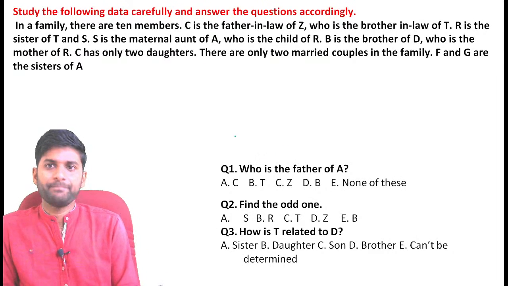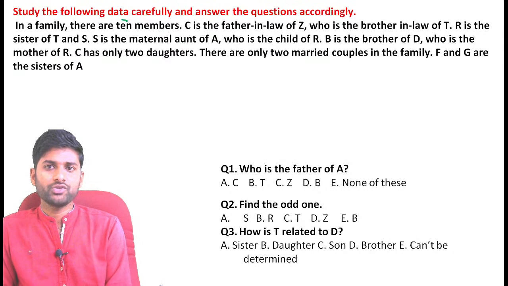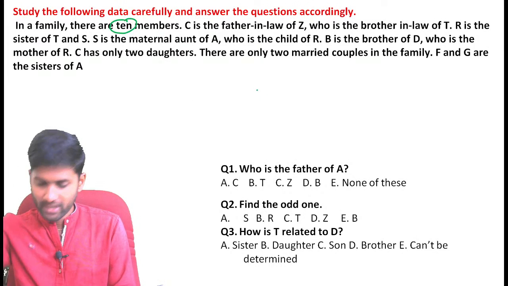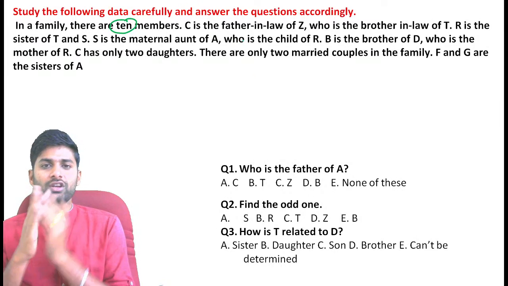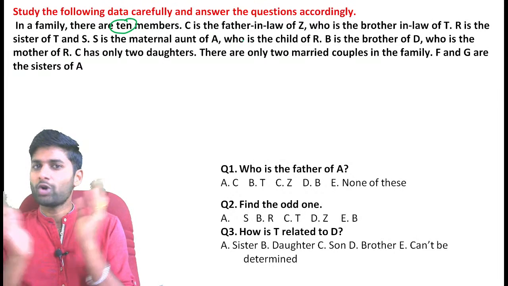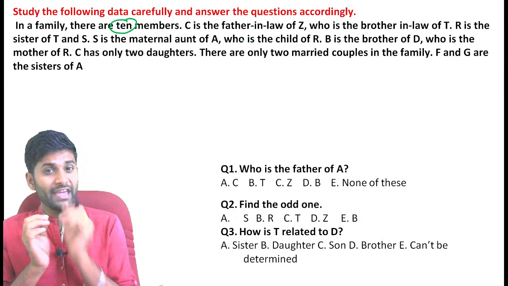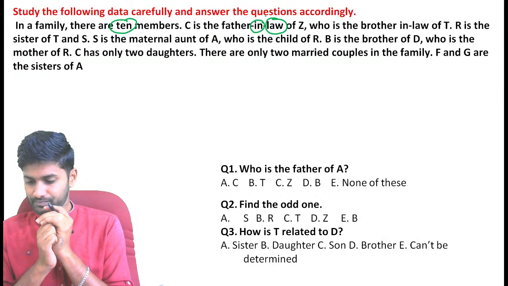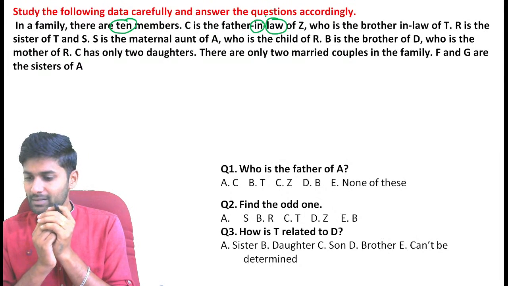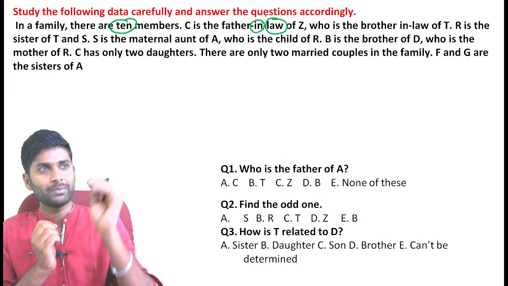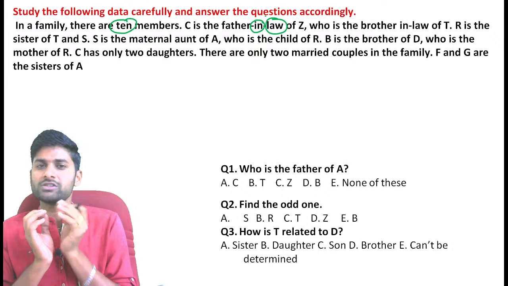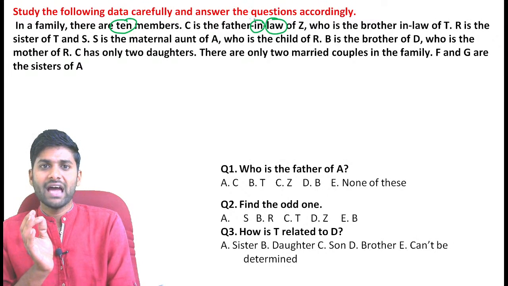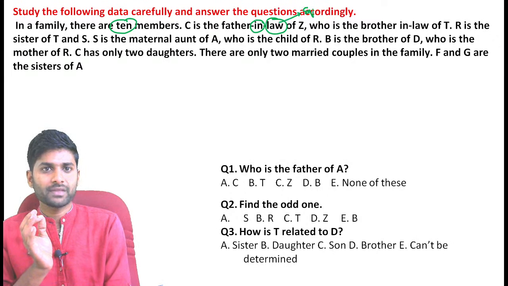Now see the guys, first of all, in total we need to arrange 10 members. That is question point number one. And C is the father-in-law of Z. For example, who can I call a father-in-law? See, any in-law relations, remember guys, any in-law relations we are getting through our spouse. Spouse means married couple. Spouse means either a male person or female person. So I'm not specific with any gender. That's why I mention it as a spouse.